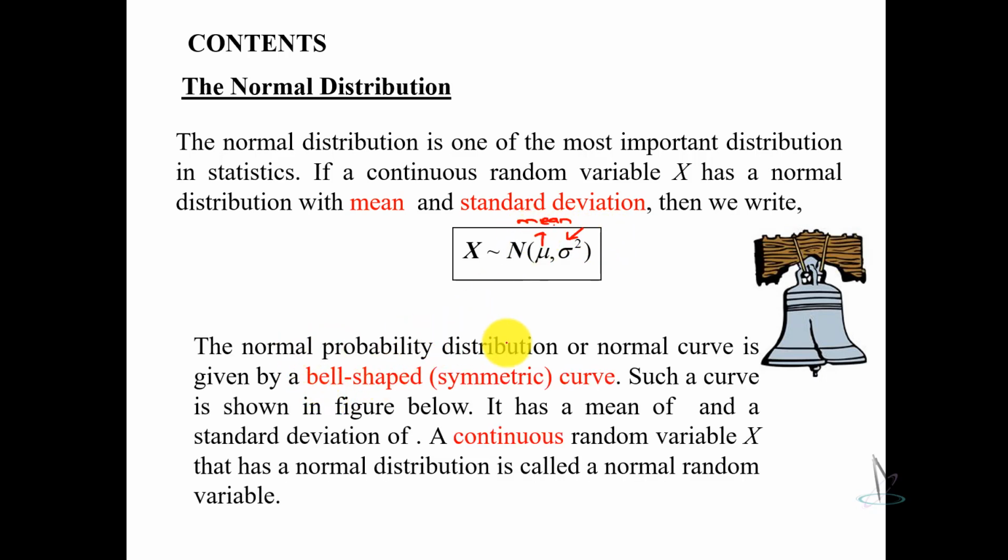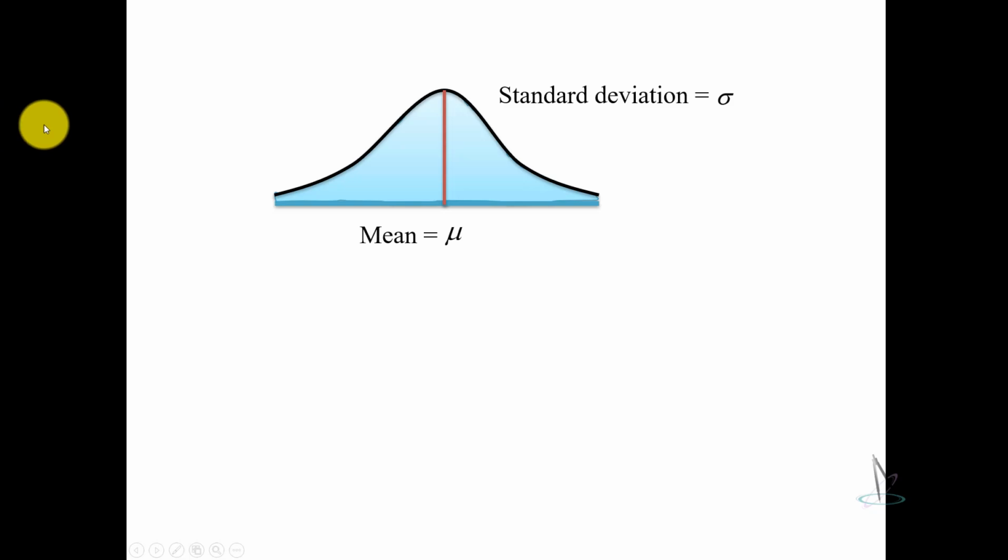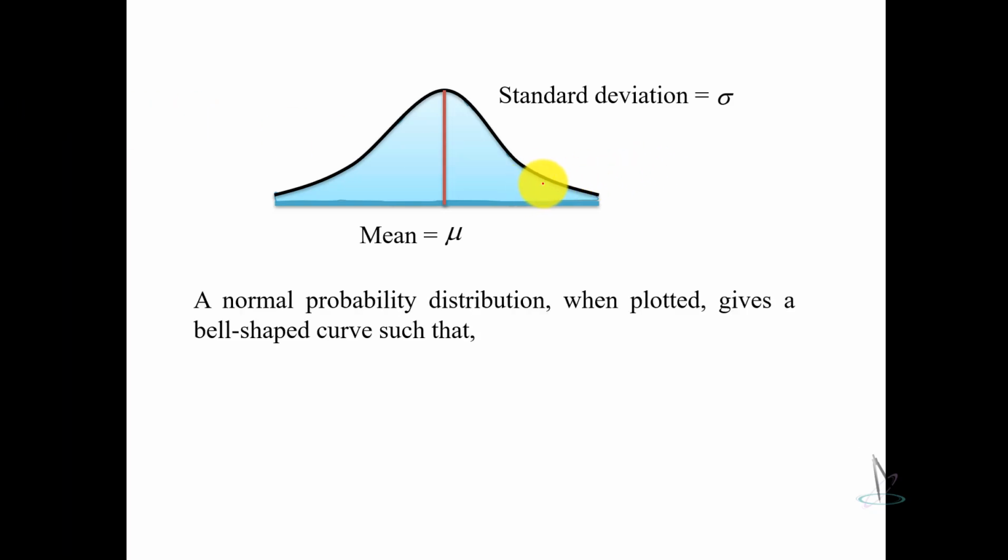The normal probability distribution or normal curve is given by a bell-shaped curve. Such a curve is shown in the next slide. It has a mean of mu and a standard deviation of sigma. A continuous random variable x that has a normal distribution is called a normal random variable. This is the shape, the bell-shaped curve.